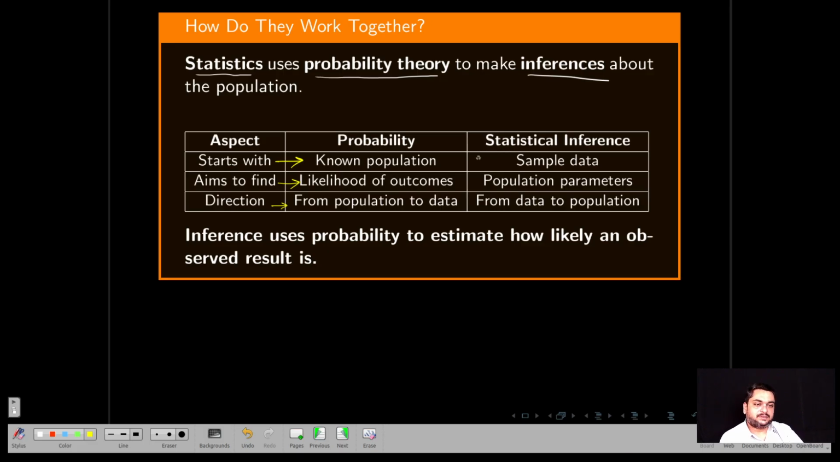Now statistical inference starts with sample data, because of the previous explanation I gave you; on the sample data you apply the statistical inference. Then what does it aim to find? You aim to find the mu value, right? The population parameter, the population value. You are trying to estimate that using your sample data. So it starts from data, that is sample data, and then tries to infer something about the population. So from the subset you are inferring the superset. That is what it means. So inference is using probability to estimate how likely an observed result is.